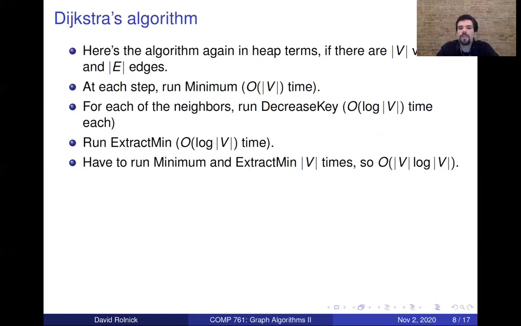So we have to run minimum and extract min V times. Apologies, the minimum you don't really have to run. So that's O of V log V, just from running this for each of the vertices. How many times do you have to run decrease key?